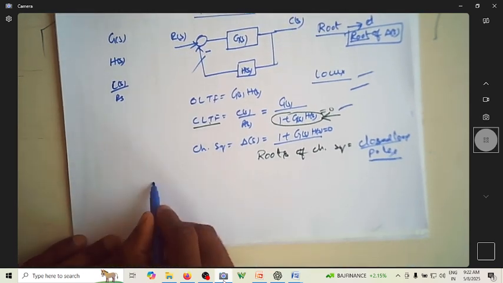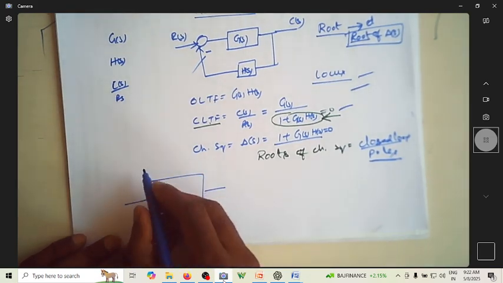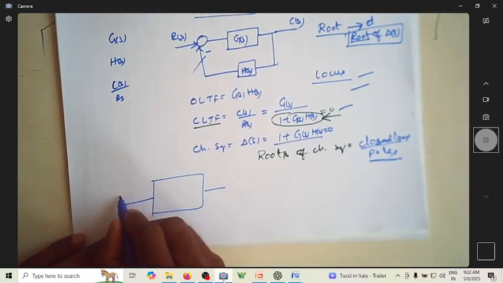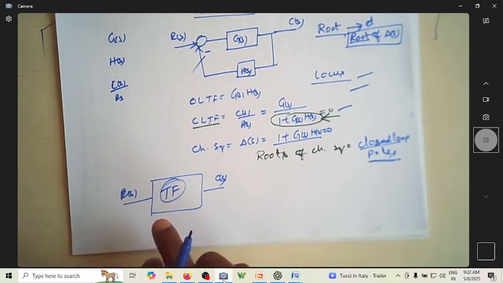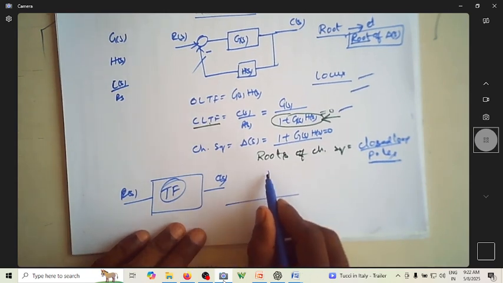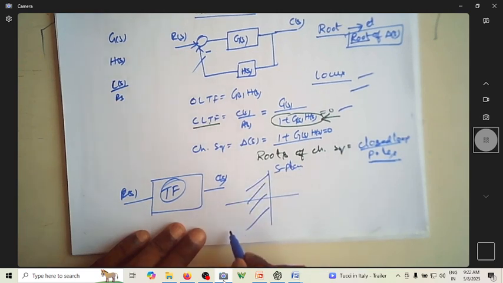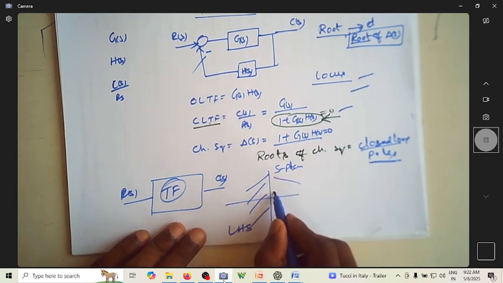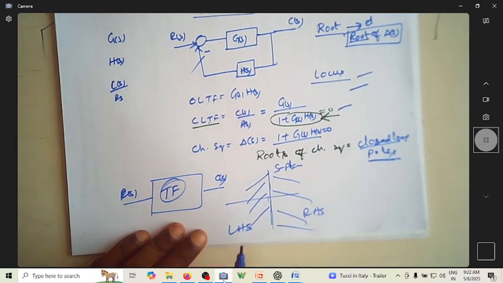We know that when the system loop is closed, you will end up with this R(s) and this C(s). So this is your transfer function. Once you know the closed loop poles, you can comment on the stability of the system: whether the poles on the S plane are on the left hand side of the S plane, or on the right hand side of the S plane, or on the imaginary axis.